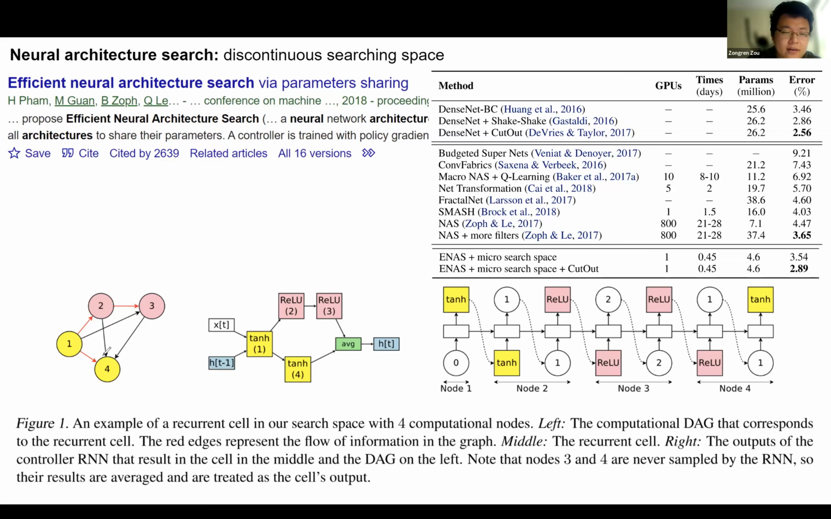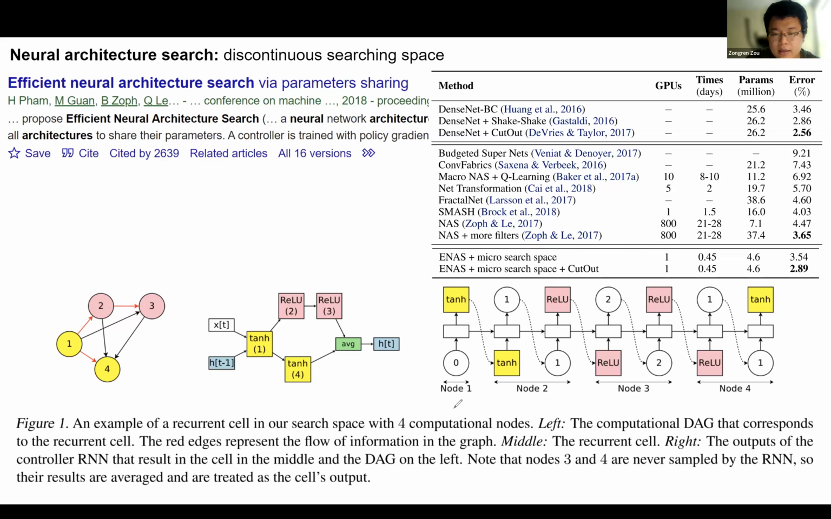And at the beginning, as I said, the computational graph is created, and each connection has its own weights and bias, its own neural network parameters, and those parameters are actually shared among all possible architectures. So in this case, the architectures are actually subgraphs of the original computation graph. And the authors of this paper believe that these shared parameters do not really harm the performance of the searched architecture.